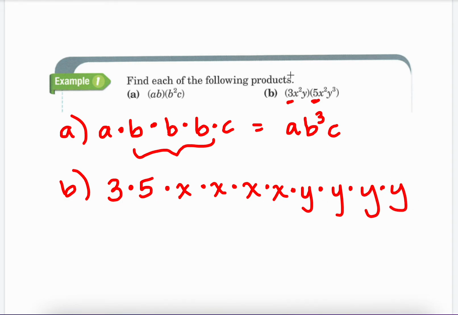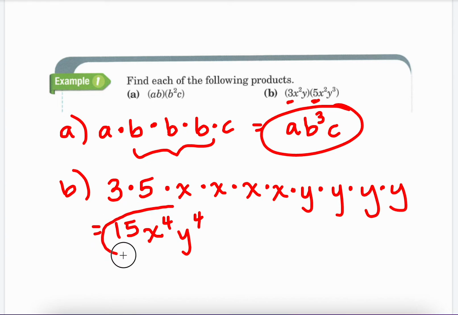Okay, 3 times 5, both my coefficients written in the front because I want it to end up in the front later on. X squared and another x squared, so in total 4 x's. And then a normal y being multiplied as well as 3 extra y's because it's a y cubed. At the end, I will get 3 times 5, which is 15. 1, 2, 3, 4 x's, so x to the 4th power. And 1, 2, 3, 4 y's as well. So at the end, my final answer is 15x to the 4th power times y to the 4th power.